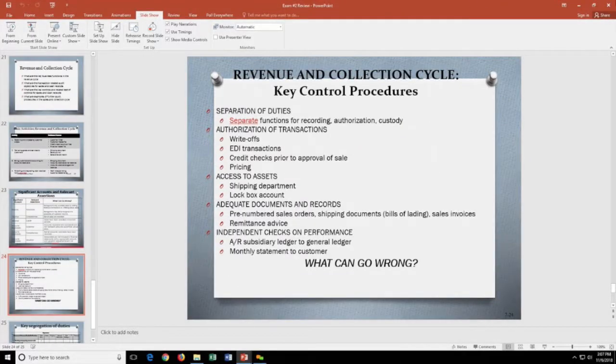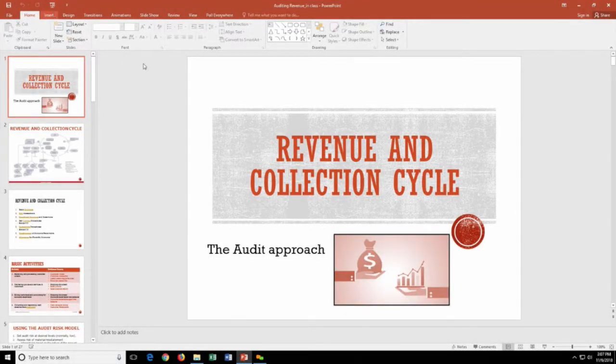So before I go to the revenue collection cycle, any questions? Yes. Besides management assertions, is there anything else that we should review from the previous exam? No, because we didn't cover the audit model of materiality on the previous exam. Okay. So just assertions, as related to the revenue cycle. Okay. Thank you.